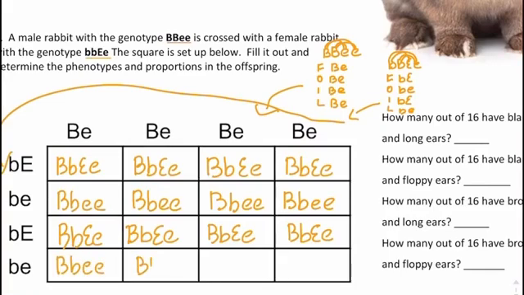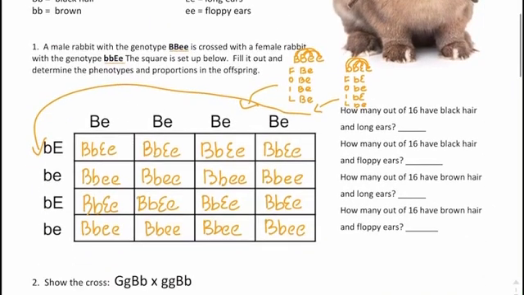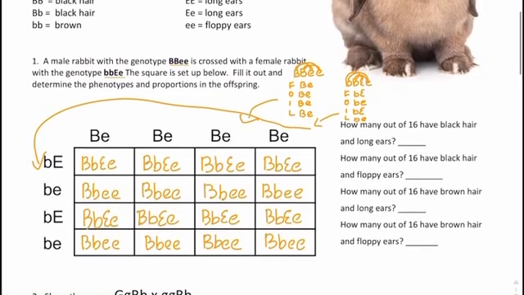And it's really important to keep the two same letters next to each other. So you wouldn't want to do capital B, lowercase e. You want to do capital B, lowercase b, or whatever the outcome is. You want to make sure that the B's are always next to each other and the E's are always next to each other.